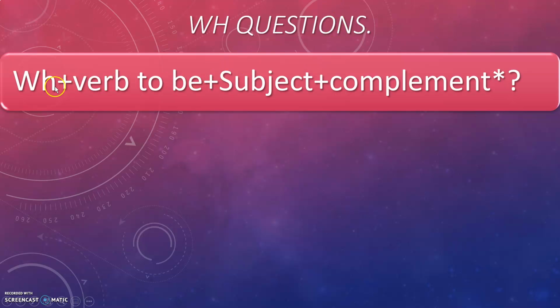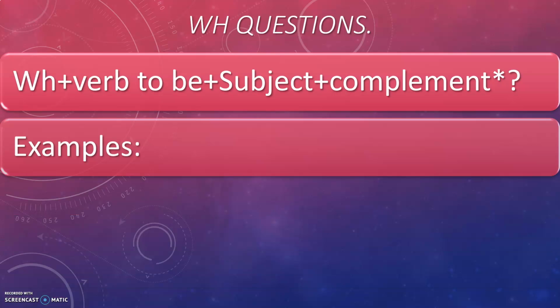Now, you might be wondering what double H is. Okay, you might be wondering about this. Now, the thing is that double H stands for different interrogative pronouns. For example, what, where, who, when, how, etc. Okay. Now, let's look at some examples.